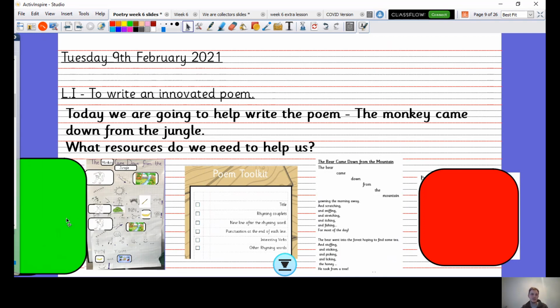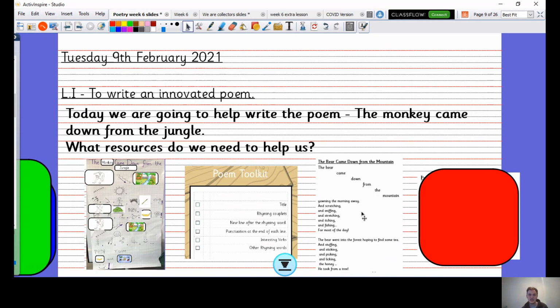Another thing that we can use is the original model text, because what we're doing is we are using that and we are just chopping and changing little bits, aren't we? We can still use the structure. So you can write your start like this, sloping down the mountain. But instead of writing the bear came down from the mountain, you're going to write the monkey came down from the jungle. Okay, so using that to help us, that might help. I'll make sure all of these attachments are on the Teams channel for you. And hopefully most of us are transitioning to using Teams.